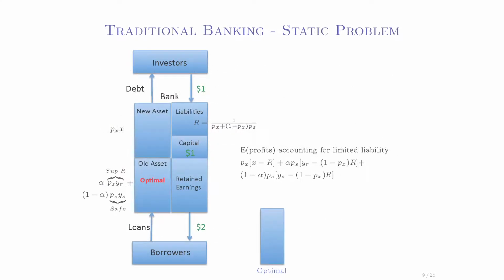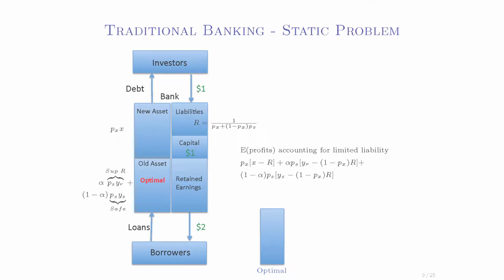So this is a picture that I showed you before, the traditional banking. Investors, in our example, give $1 to the bank, and the bank puts the money with the borrowers. Let's say that the bank invests optimally. Investing optimally means that with a probability alpha the risky asset is superior, and it invests in the superior risky asset. With a probability 1 minus alpha, the risky asset is inferior and it invests in the safe asset. Okay? This is the thing that maximizes the size of the pie.